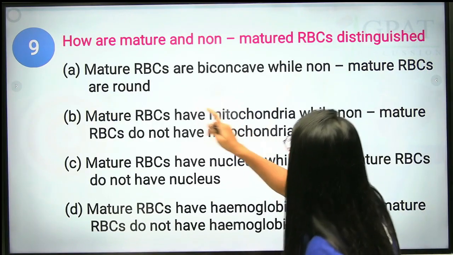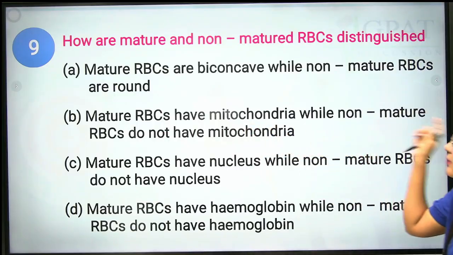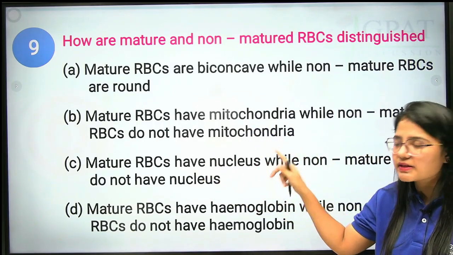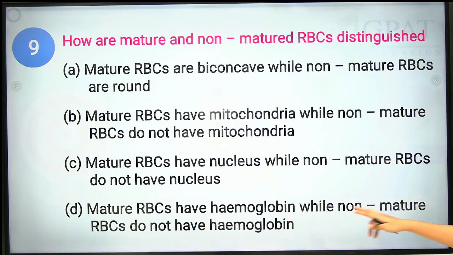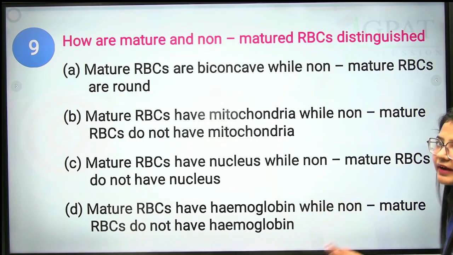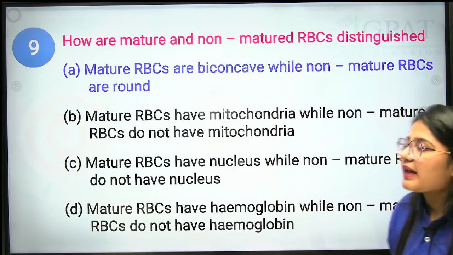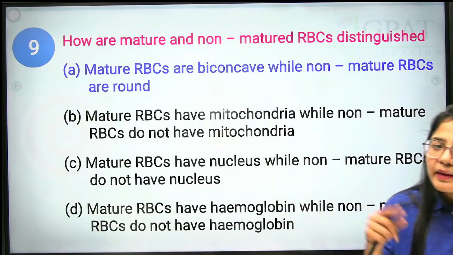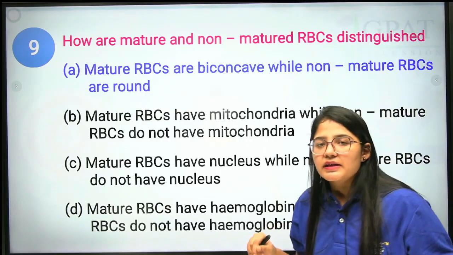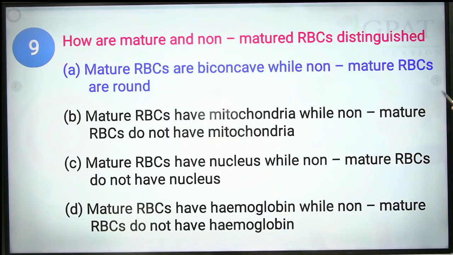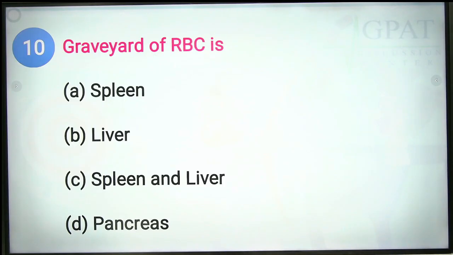say. Next, mature RBCs have mitochondria, no, this is totally wrong. Mature RBCs have a nucleus? Never. Mature RBCs have hemoglobin while non-mature RBCs do not have hemoglobin. So the thing is, in both conditions we have hemoglobin present, but the correct answer will be option A, as your mature RBCs are biconcave in shape and your non-mature RBCs are round in shape. Clear? Okay. Next question.